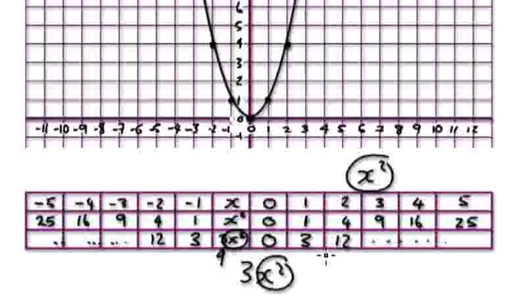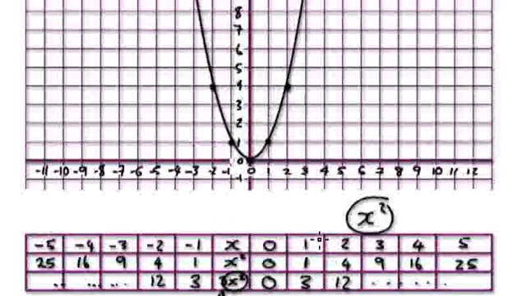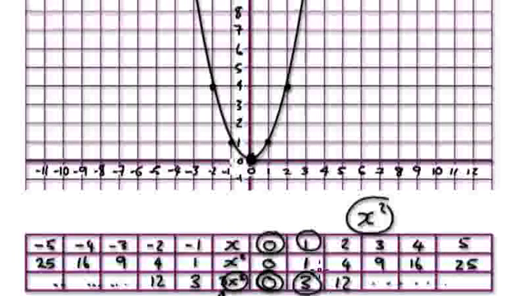Now it's just a matter of plotting these points here. So when x is 0, y would be 0. So it would be here. A new curve would be here. When x equals 1, a new point will be at 3. So a new point will be here.